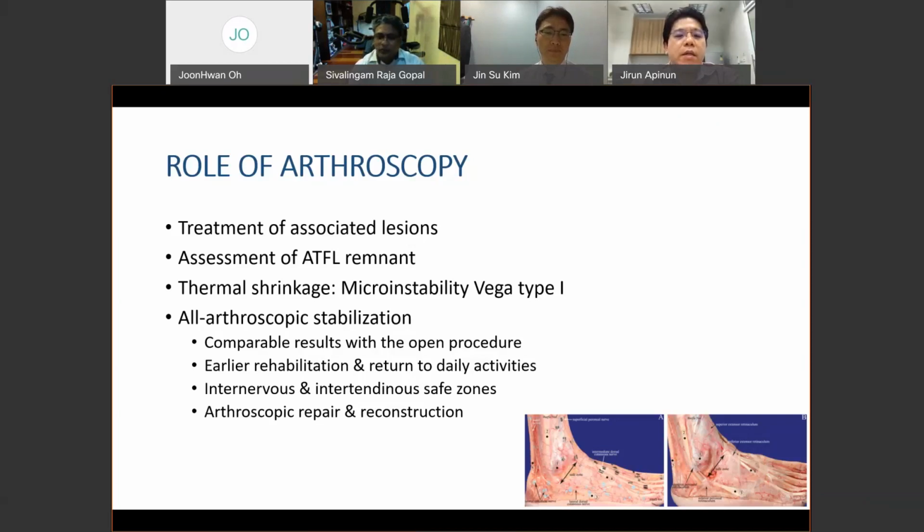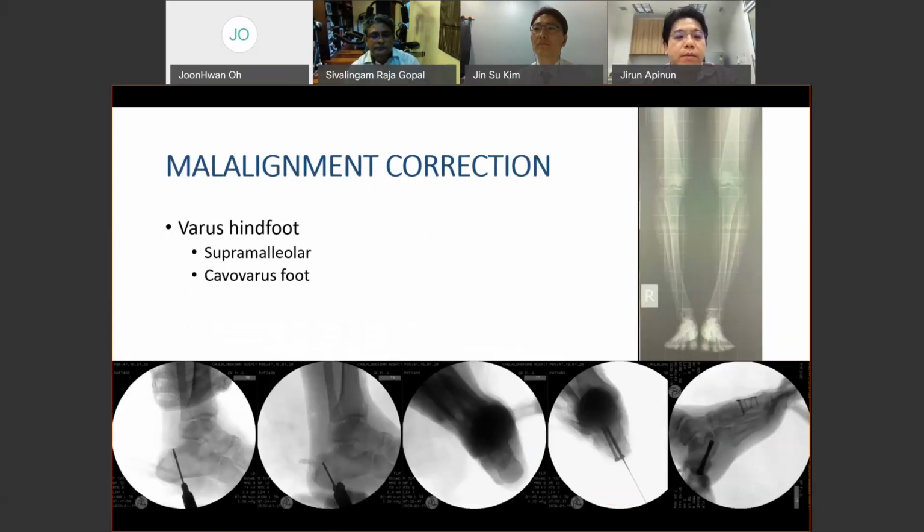And nowadays there is recent advancement in arthroscopic stabilization, either repair or reconstruction, which has comparable results with the open procedure, and it allows early rehabilitation and return to daily activities. However, we need to work only in the internervous and intertendinous safe zones to avoid nerve and tendon injuries. Next slide, please.